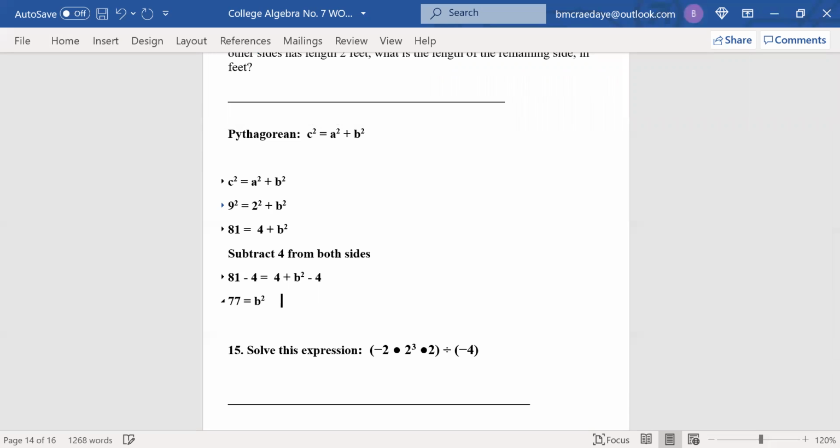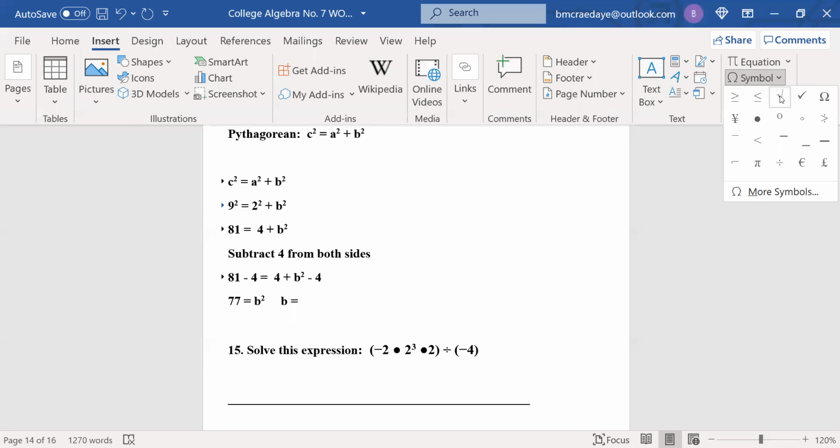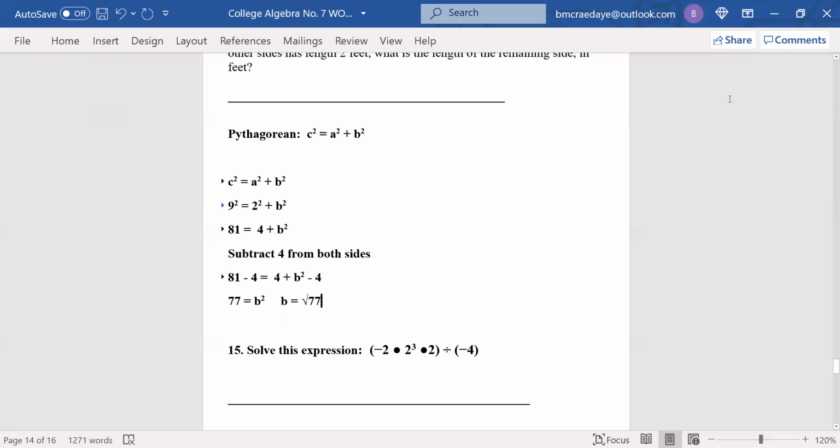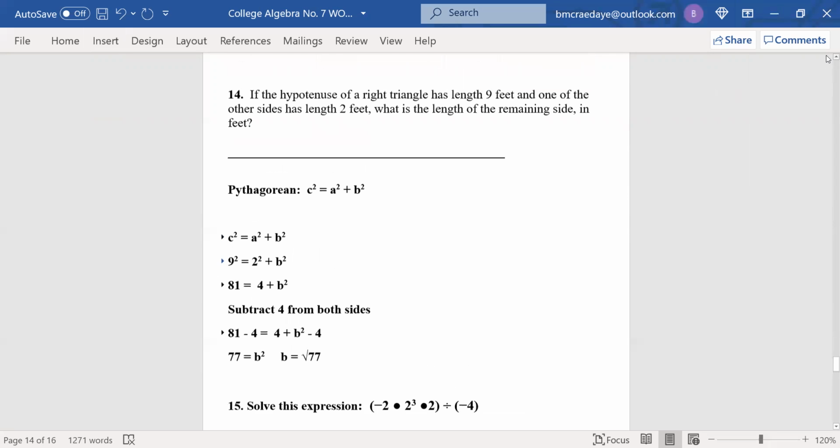Okay. Now B equals, and let me just insert symbol. Okay. There we go. 77. So that would be the square root of 77, because you take the square root of both sides: the square root of 77, and the square root of B squared is just B.